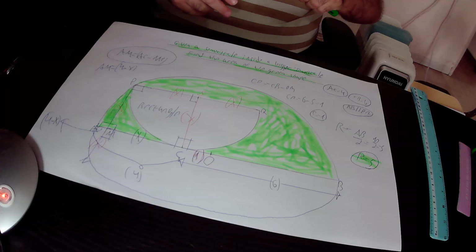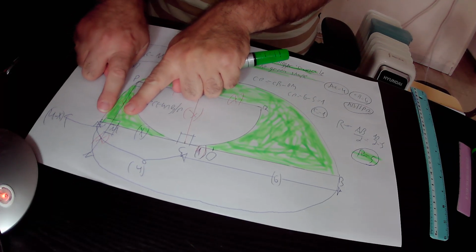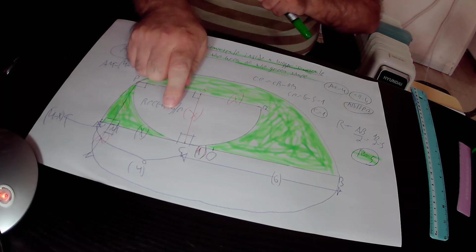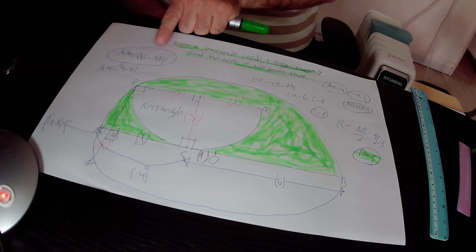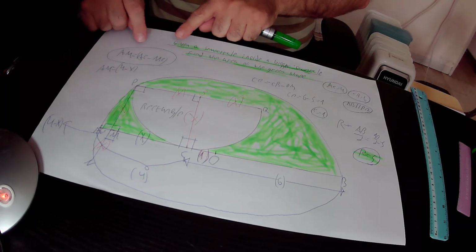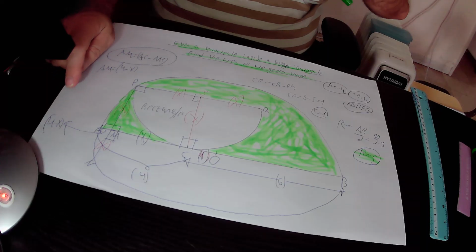What is the length of this line segment AM? AM equals AC, that is 4, minus MC, that is x. Again, AM equals AC minus MC. So in total, AM equals 4 minus x units in length.